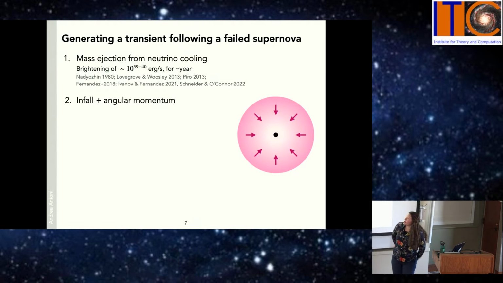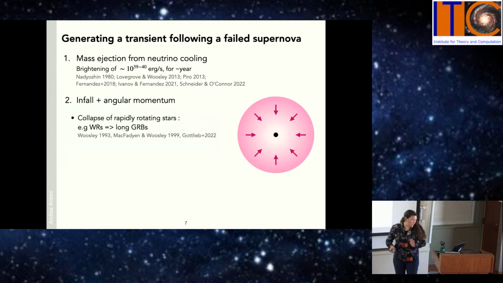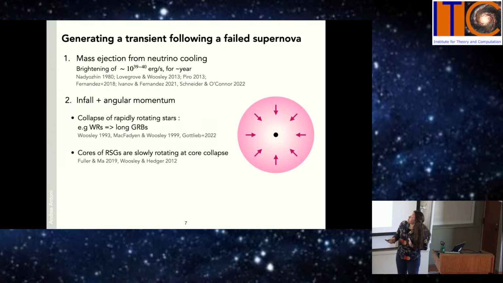Okay, right. So the other way that we know and love to generate a transient is through accretion. Let's just back up: we've formed a black hole now in this failed supernova, and now we have this massive hydrogen envelope that's trying to accrete. And of course we know that if you have infall plus angular momentum, you can quite easily generate a luminous transient from accretion. Famously, in the case of rapidly rotating Wolf-Rayet stars, these can produce long gamma ray bursts. These are the collapsars, and so we routinely see these.